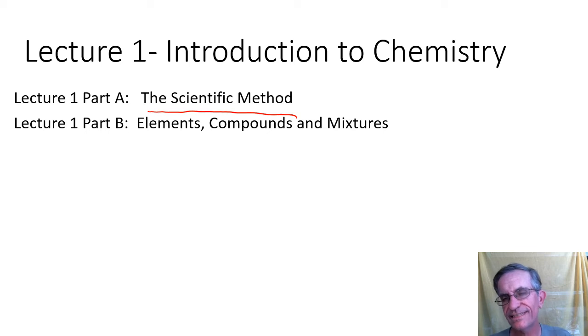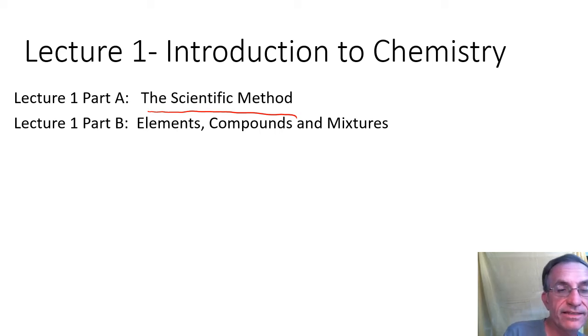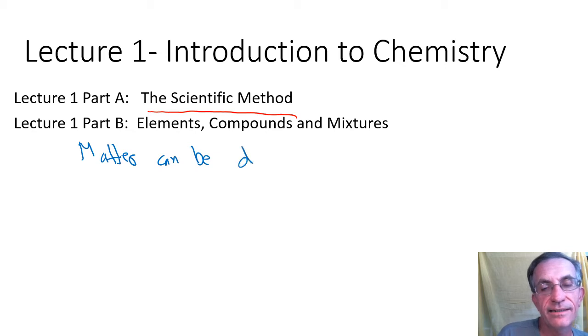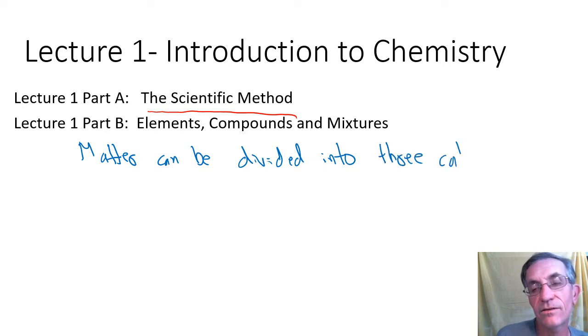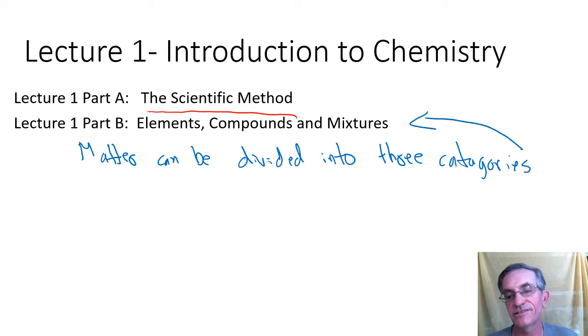In the first one, we said chemistry is the study of matter and the changes that it undergoes. Matter, what was matter again? Anything around us, really. So chemists study matter. Now in this video, we're going to learn that matter, everything around us, can be divided into three categories. Those three categories are elements, compounds, and mixtures.